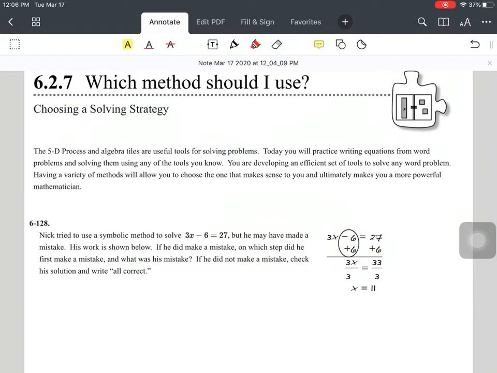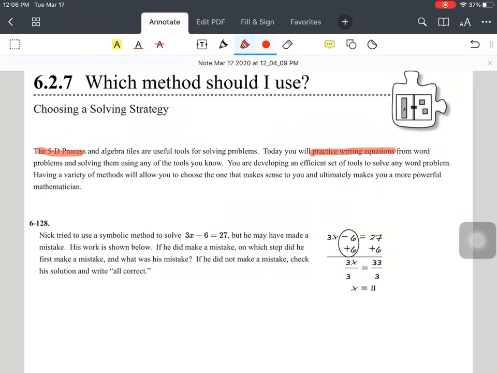All right, we are on 6.2.7. Which method should I use? Right, so we have been using the 5D process, and again, I want to practice more because it's a really good way to organize your thinking of guessing and checking. Today we'll be practicing writing equations from word problems and solving them using any of the tools you know, right?